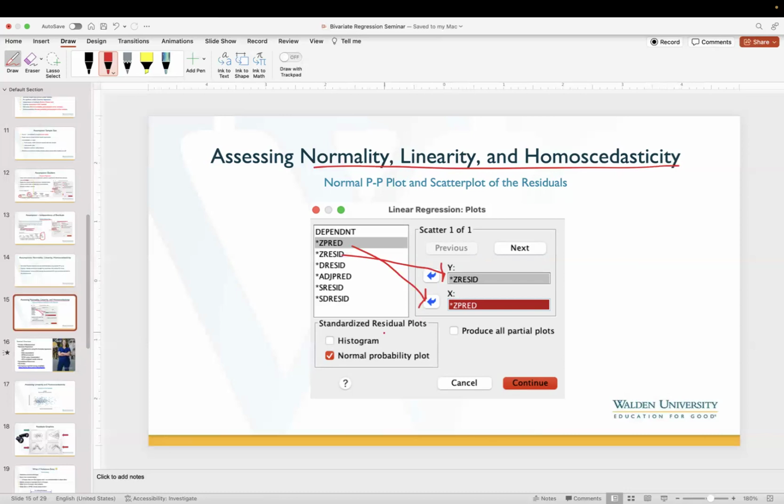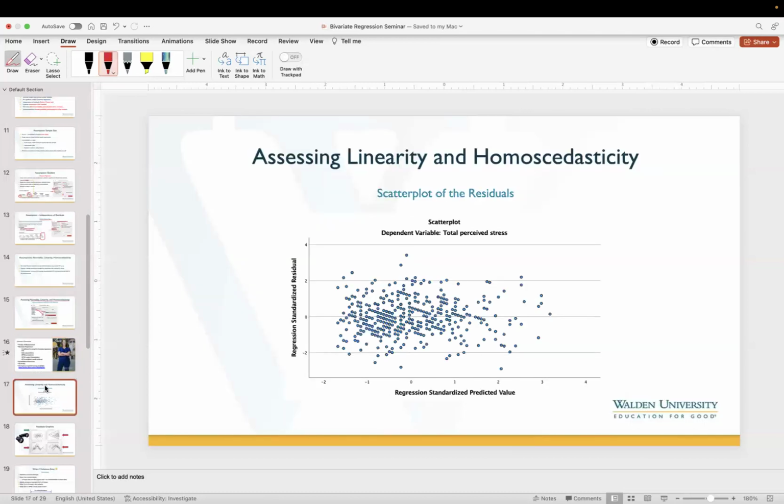We want a normal probability plot to help us assess normality. Does everybody see that? So this is all you're going to do. And then you're going to hit continue, okay? And then you're going to get a plot that looks like this. Now let's talk about that. When we say that they are kind of tight together and not spread out, that's what we want. We don't want them spread out. And what we're looking for is something like this.